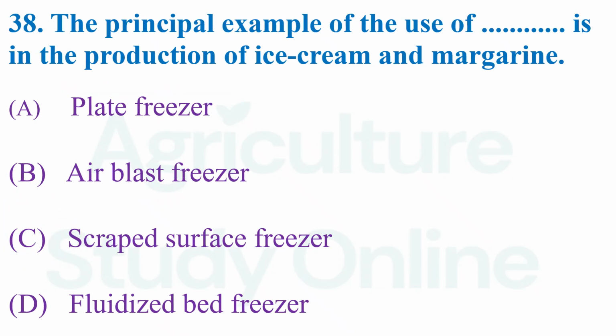Question number 38. The principal example of the use of dash is the production of ice cream and margarine. So ice cream and margarine require continuous mixing plus freezing, because of the formation of ice crystals and the smooth texture. So this is best achieved using a scraped surface freezer, SSF.